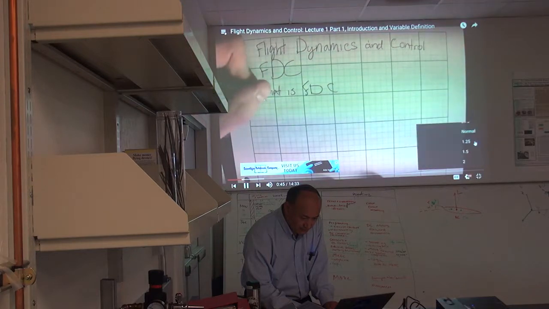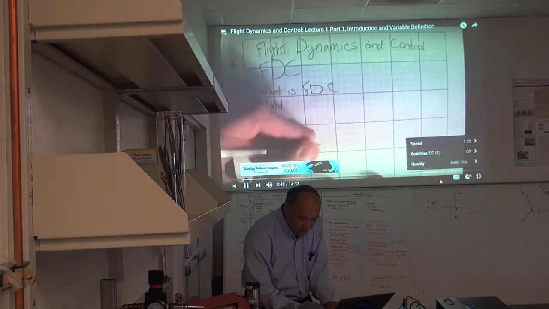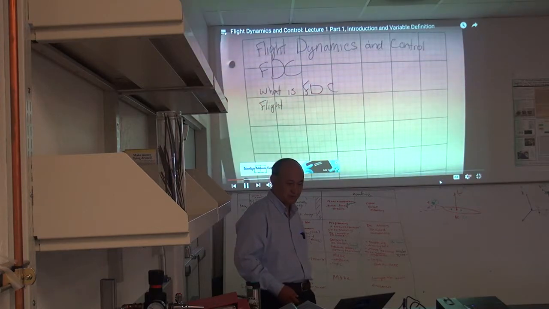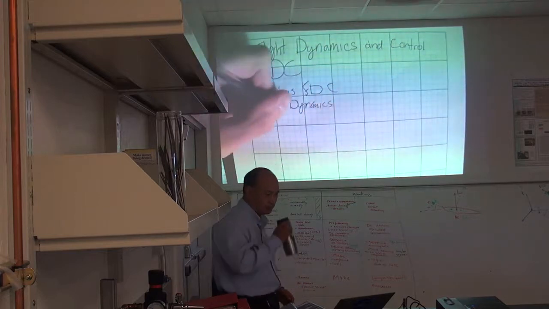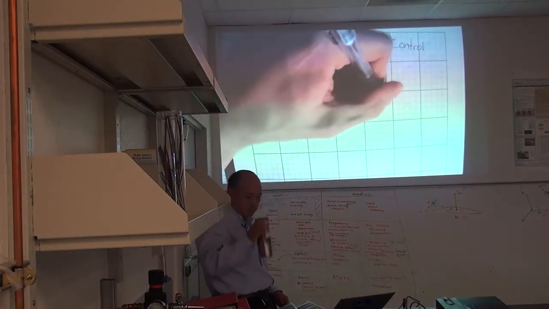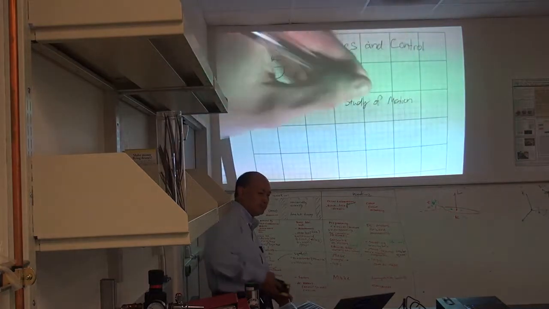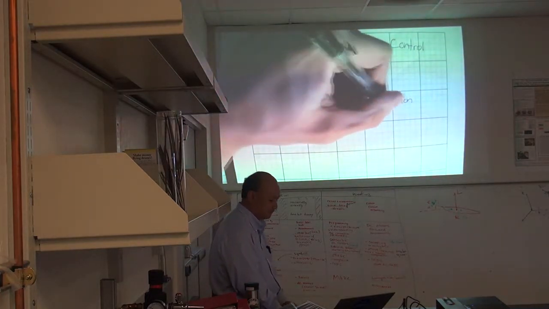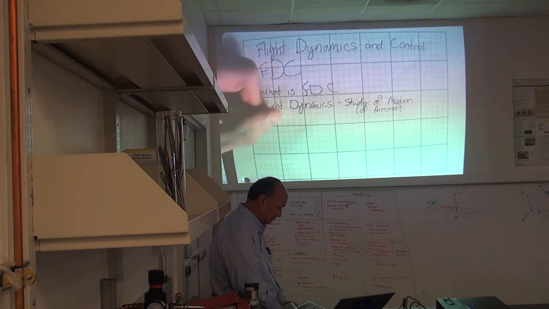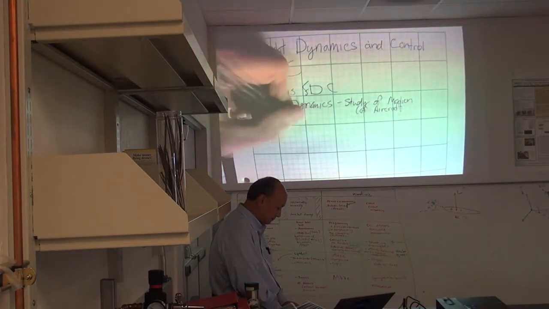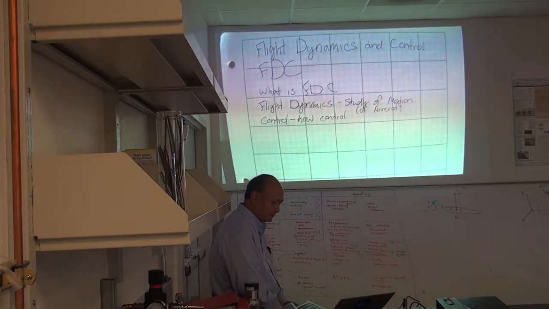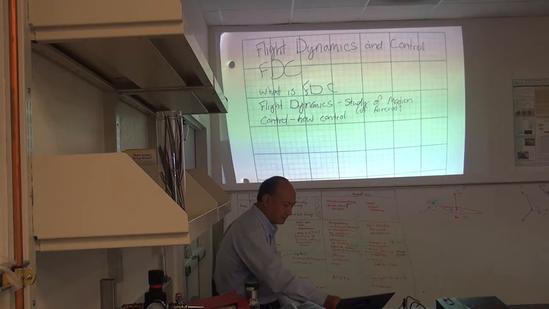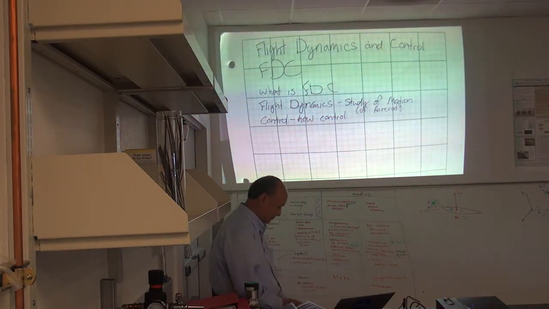The first part, flight dynamics, is the study of motion of the aircraft. It's the equations of motion. So flight dynamics, it's the study of motion, more specifically, the study of motion of the aircraft. And then the second part, the control, is how we control the aircraft. It's how you steer the aircraft, the control surfaces, and how that all works into the flight dynamics and how they affect the equations of motion. So it's a little bit about that.